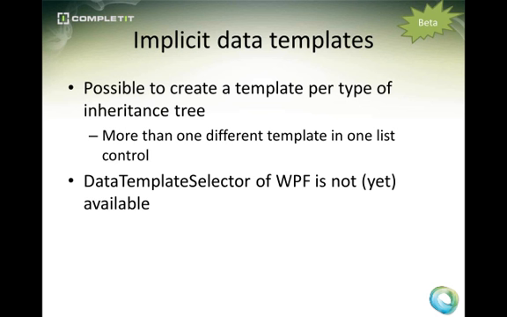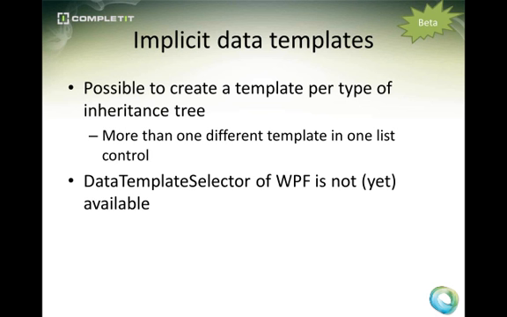to the observable collection of shapes, Silverlight will take a look at each instance and it will show the most specific template. So if there is a specific template for circle, it will take that one. If there is one for rectangle, it will take that one. And if there is none, it will take the default for shape. So it will apply the most specific template if you are using it in combination with an inheritance tree. And this allows you to get more than one template in the same control.